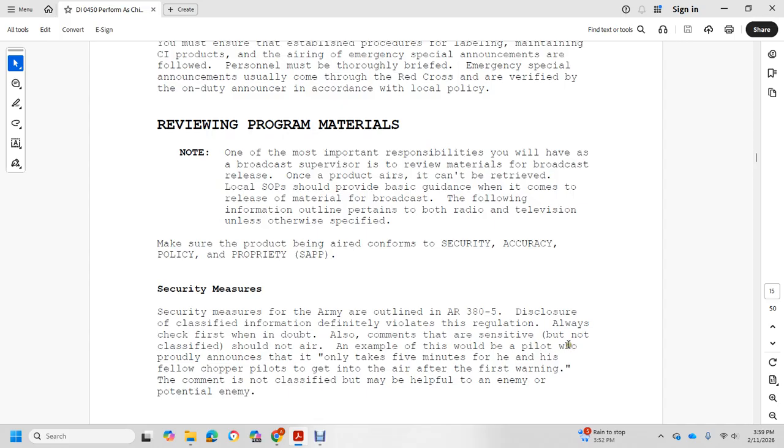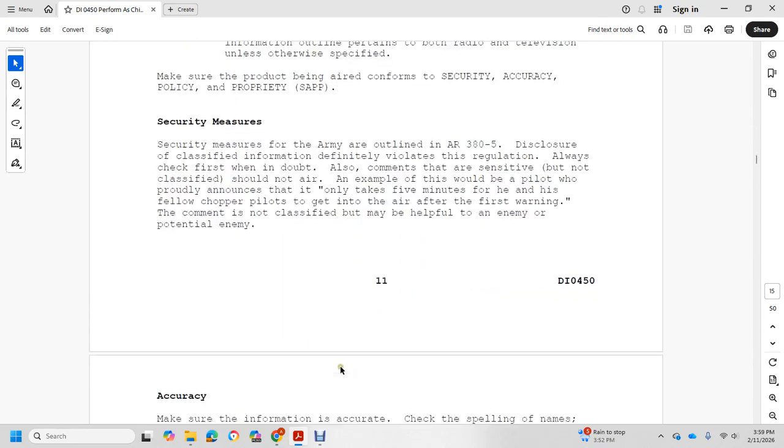An example of this would be a pilot who proudly announces that it only takes 5 minutes for him or his fellow chopper pilots to get into the air. The comment is not classified but may be helpful to the enemy or a potential enemy.